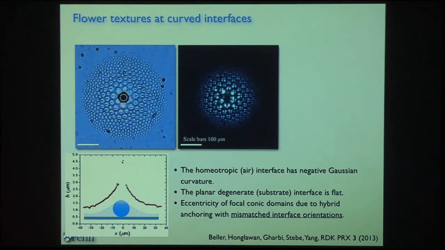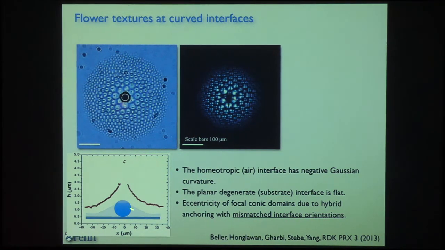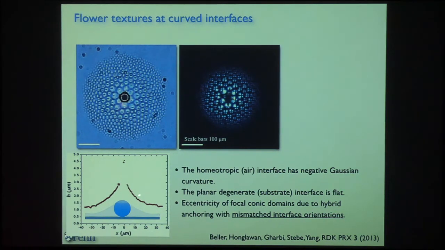Here's the apply. We took a single sphere and we put it in a smectic and it made a meniscus. And now you have a situation where the top surface wants to have the layers parallel to the surface, and the bottom surface wants to have the layers perpendicular. It's called hybrid anchoring. And so the layers have to go from being like this on the bottom to bending up on the top.